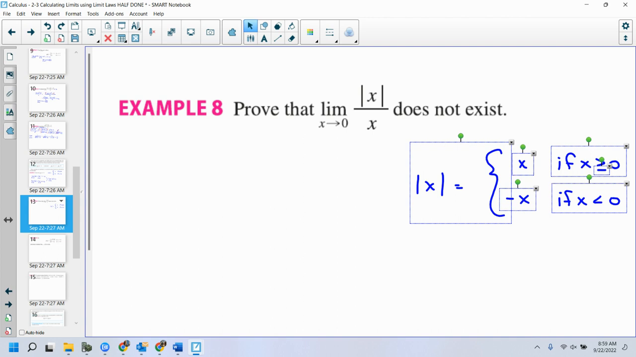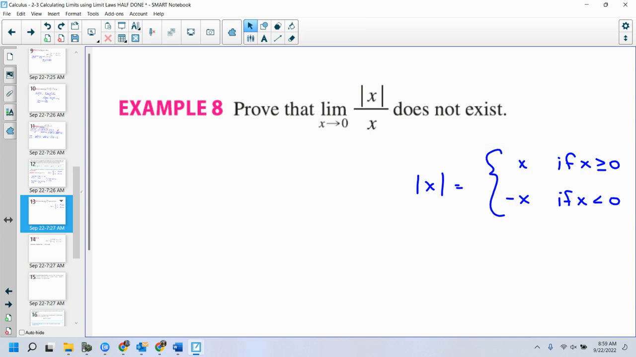Because, well, why am I doing this? Well, I need to calculate left-hand and right-hand limits. To show that the limit does not exist, one of the ways to do so is to show that the limit from the left side does not match the limit from the right side. Let's see what's going to happen.